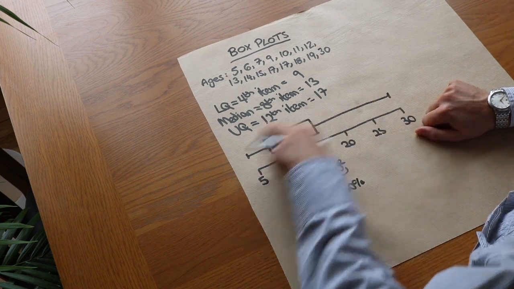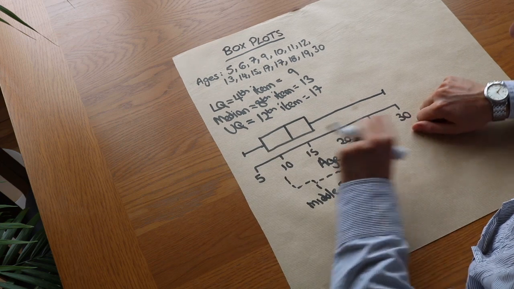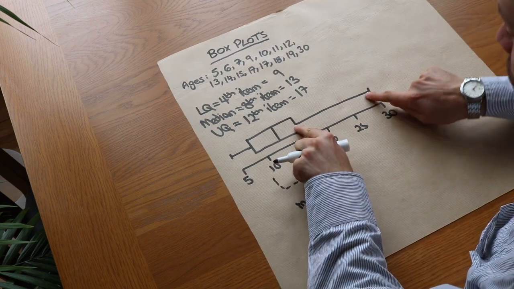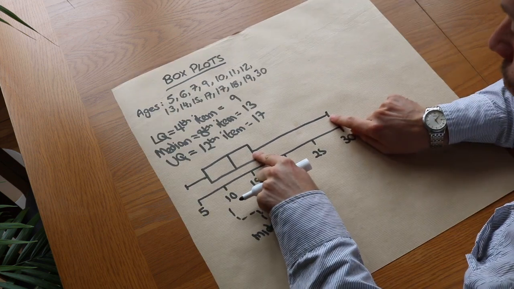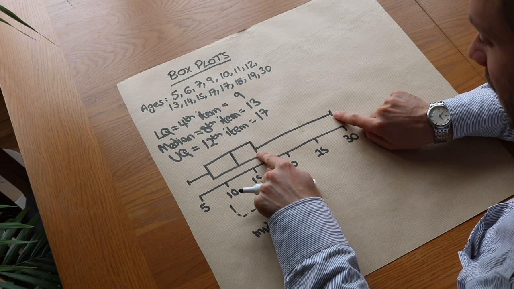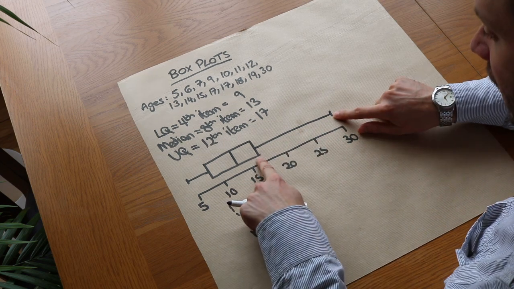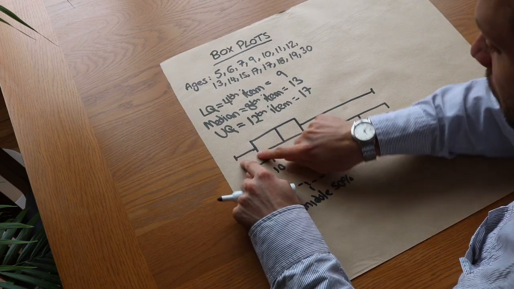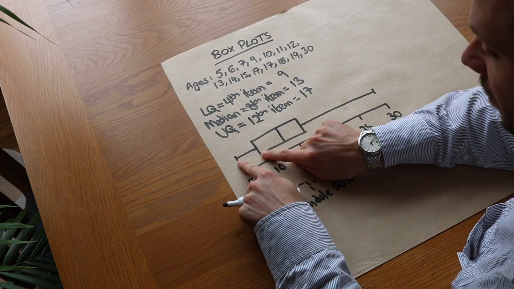And because of this lovely visual way of displaying the data, we can compare how spread out the data is in those different quarters. Can you see in the top quarter, the ages are really spread out, because between the upper quartile and the maximum value, we can see there's a massive difference in age between 17 and 30. Whereas in the bottom quarter, the ages are relatively less spread out.